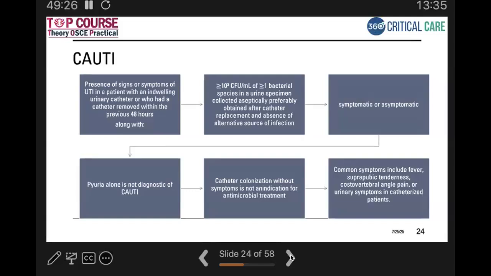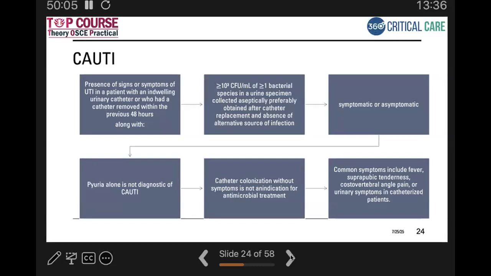So the patient should have a catheter for 48 hours, or if the catheter is removed, it must have been removed within 48 hours. And the patient should have more than 10 power 3 colony forming units of at least one or more bacteria, preferably collected from a replaced catheter. And there shouldn't be any alternative source of infection which is worsening the signs and symptoms apart from the CAUTI, so you should rule out any alternative diagnosis also. When you have all these 5 points, that is when you define a patient to have CAUTI.